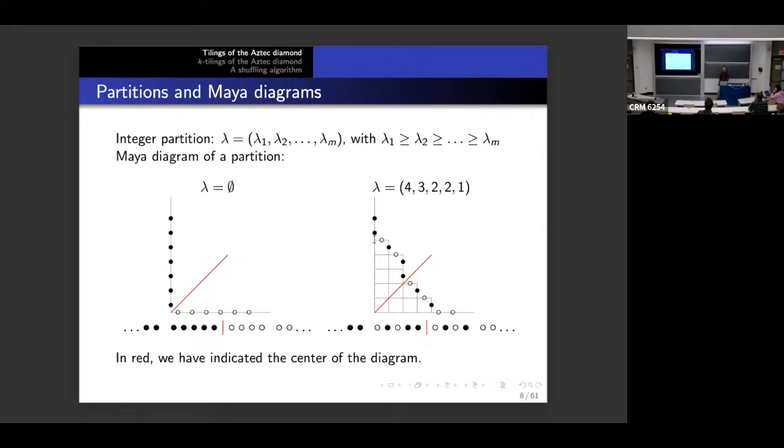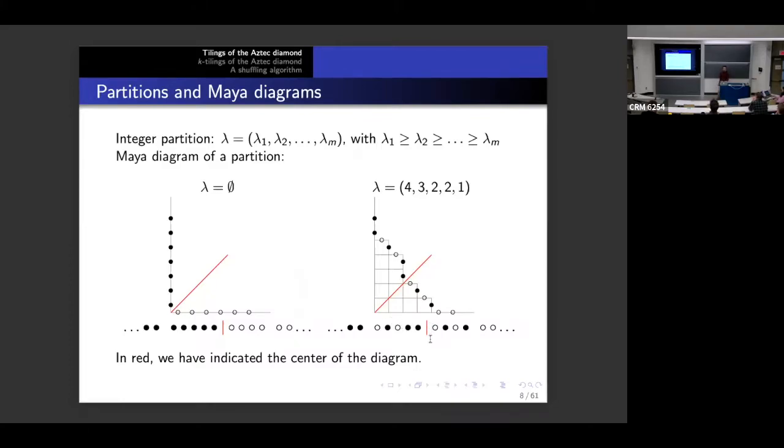And we're going to think of there being infinitely many particles going up along the y-axis and infinitely many holes going to the right along the x-axis. And now if we just look at this sequence of particles and holes, this is our Maya diagram. So there's a bijection between partitions and these sequences of holes and particles. And I wanted to note that there's a unique center of these diagrams, even though they're infinitely long in both directions.